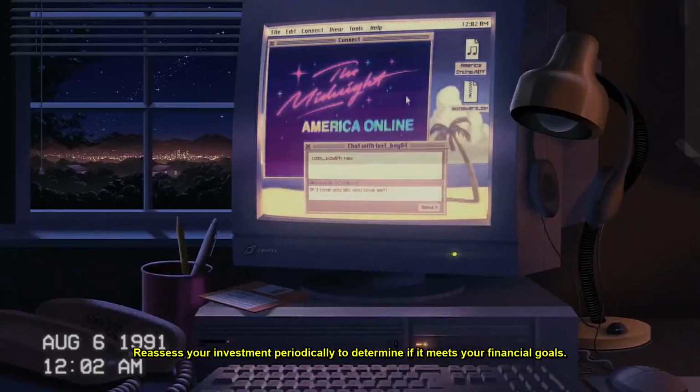Consider setting up alerts for significant price movements or news releases. Reassess your investment periodically to determine if it meets your financial goals. Keep in mind your investment horizon and risk tolerance as you manage your position in AT&T Inc.